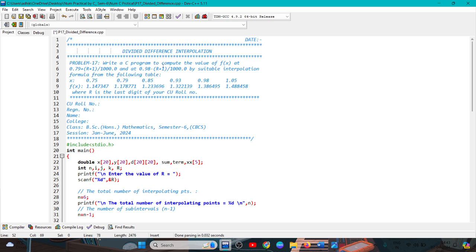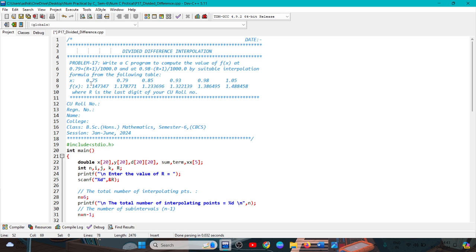Write a C program to compute the value of f(x) at 0.79 + (r+1)/1000 and at 0.98 - (r+1)/1000 by a suitable interpolation formula from the following table. These are x and f(x), where r is the last digit of your SU roll number.